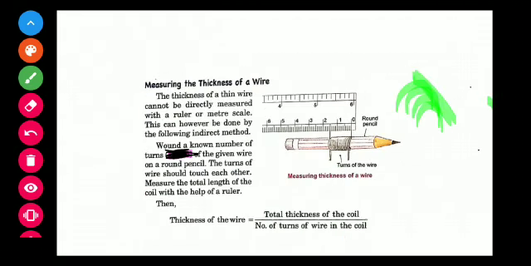Another measurement is there. How to measure the thickness of a wire? To measure the thickness of a wire, we wind the wire around a pencil.